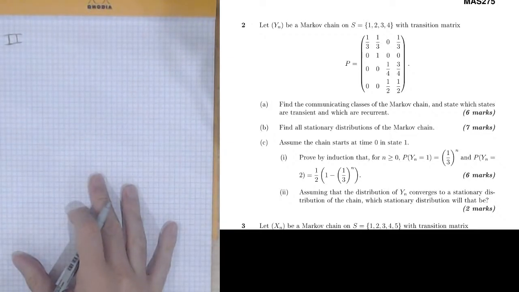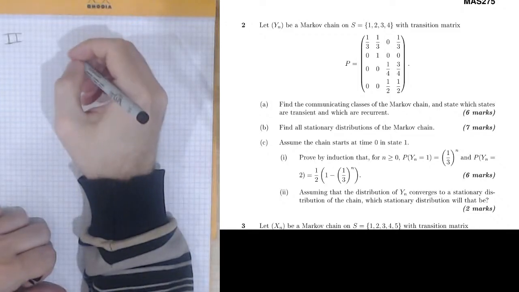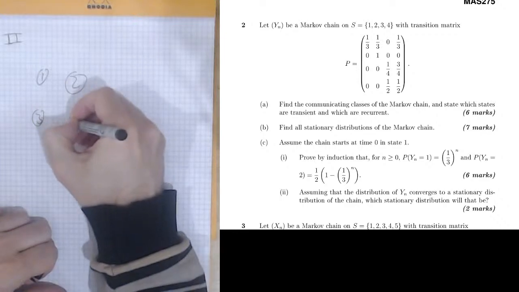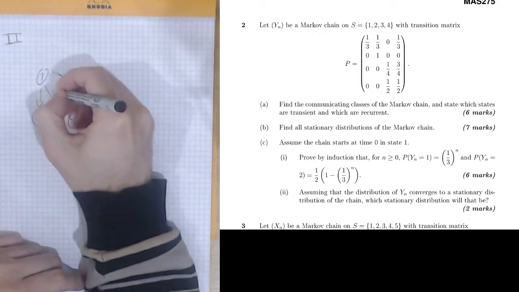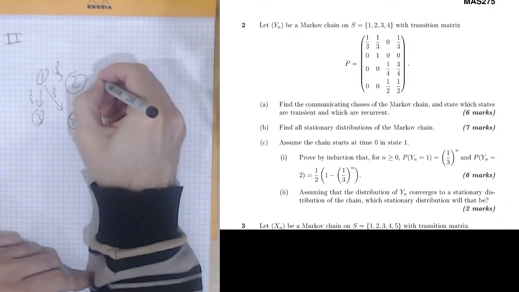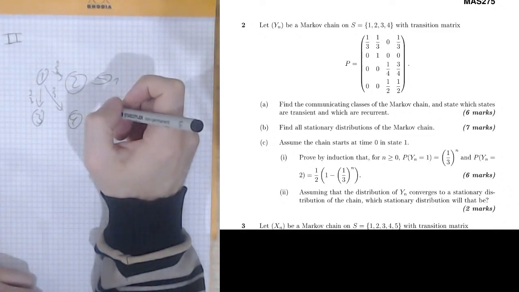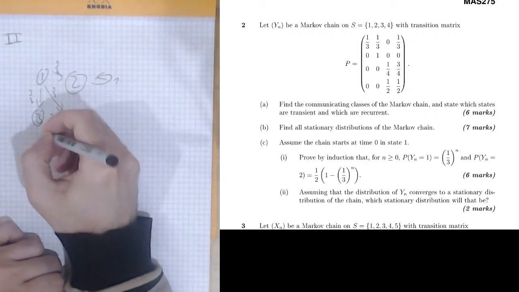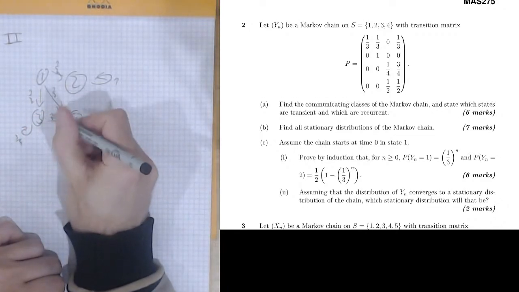So for this one, I have 1, 2, 3, 4. Pretty small, really. So 1 can go to any of the others with probability 1/3. 2 loops back onto 2, so that's pretty interesting. And 3 and 4, they stay together. So 3 goes to 4 with probability 1/4, and 3 loops back with probability 3/4, and then 4 is half and half.